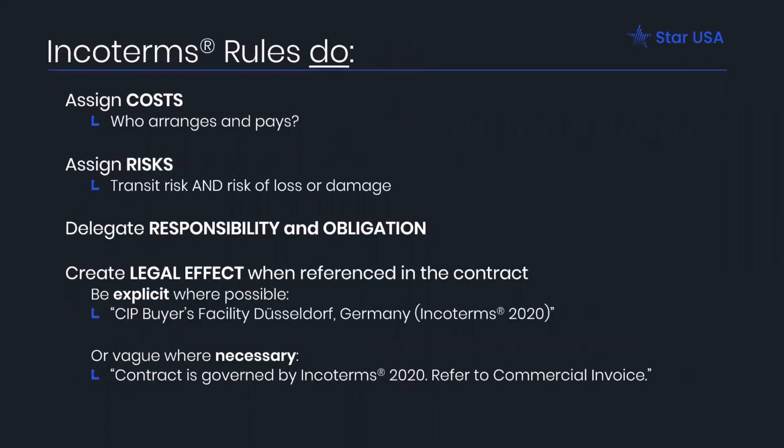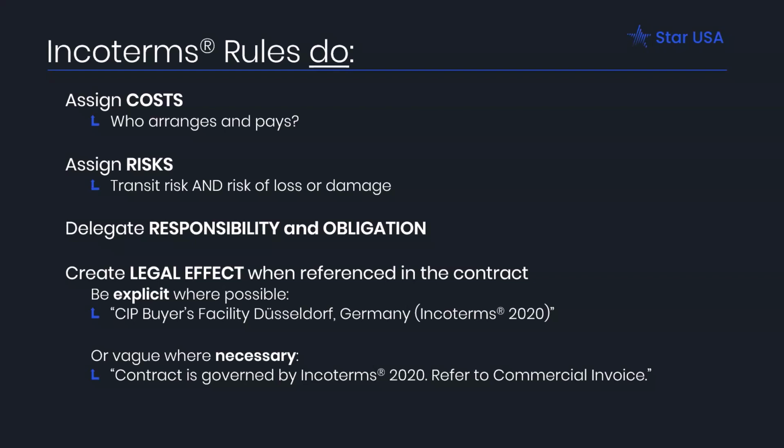So if they don't do those things, what do they do? Well, Incoterms assign the costs. They determine who is supposed to arrange and pay for this element of the international transportation. They also assign that risk. The risk that we talked about in the usage of the word delivery, transit risk and risk of loss or damage accrues to either the buyer or the seller at some point in the transaction. And that responsibility changes hands between those two parties. The Incoterms will delegate responsibility and obligation, again, only to the buyer or the seller, not to other parties within that transaction. And they can create legal effect when referenced in a sales contract or a purchasing contract.